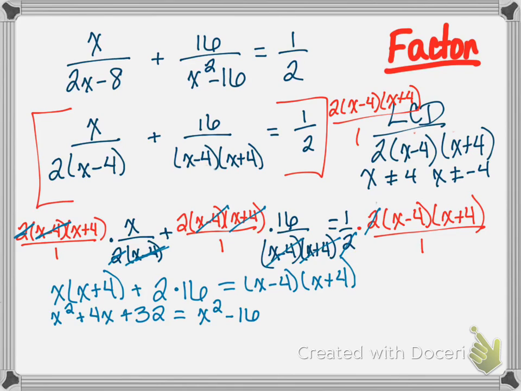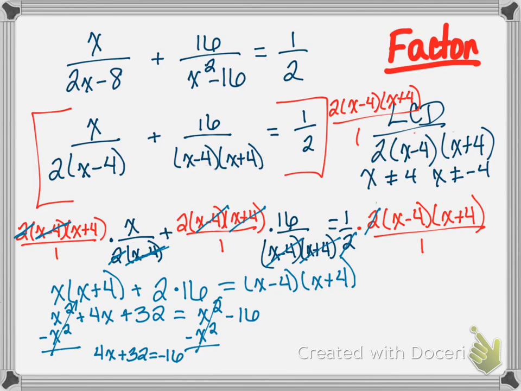I'm seeing a trinomial that looks like it can be factored on the left side. Okay, but before I can factor this trinomial, I've got to set it equal to 0. So I've got to get those x squareds on the same side. So I am going to subtract x squared from both sides, and when I do that, what happens? What happens to those x squared? They're gone. Okay? So now I'm left with 4x plus 32 equals negative 16.